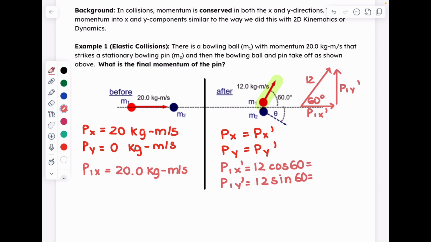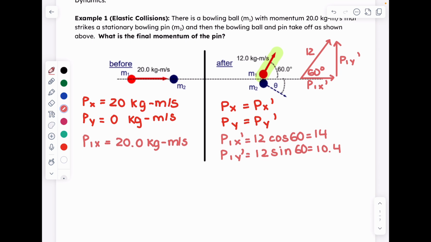So when you plug those into your calculator, you should get 12 sine of 60 is 10.4, and then up here is 14. So I know that my total in the x direction still has to be 20 kilogram meters per second, and my total in the y direction still has to be 0, like my net, meaning adding them all up.